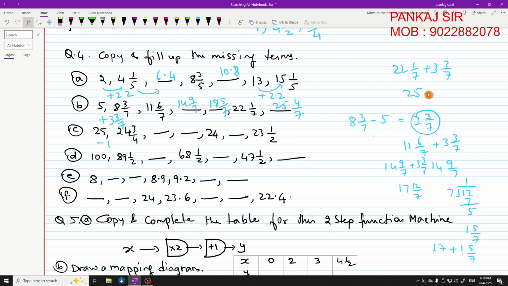25 minus 24 3 by 4 will be 25. 24 into 4 is how much? Let me check. 24 into 4 is equal to 96. 96 plus 3 is 99. It will be 99 over 4. Now this will be 25 into 4 is 100 minus 99 upon 4, which is nothing but 1/4. So here, when you subtract 1/4, you get this. From this 25 3/4, when you subtract 1/4, you will get this.